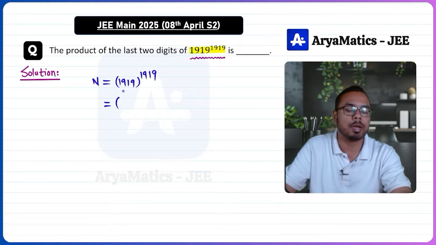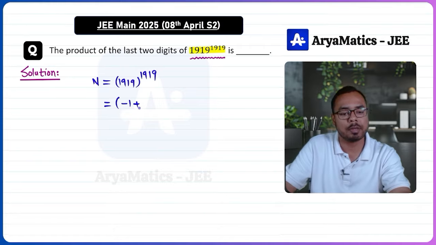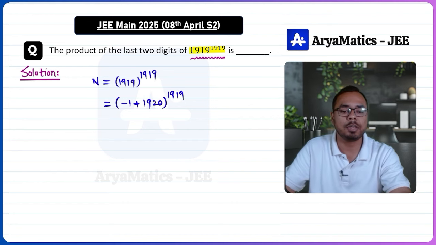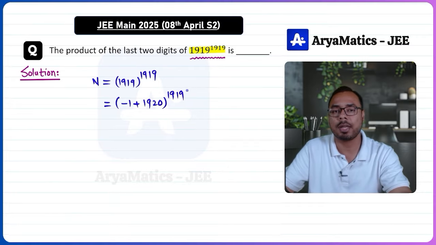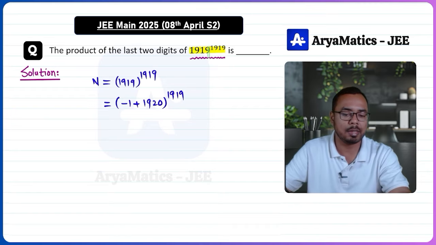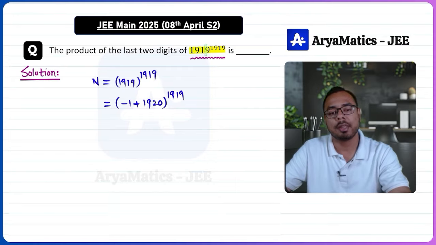Now, this you can write as minus 1 plus 1920 raised to 1919. And then using binomial, you can easily find the digit at unit place or the digit at 10th place and so on. Also, sometimes the problem will be find the digit at unit place only. So in that case, you can use cyclicity also, right? If I need only the digit at unit place, then without using binomial also you can answer that.